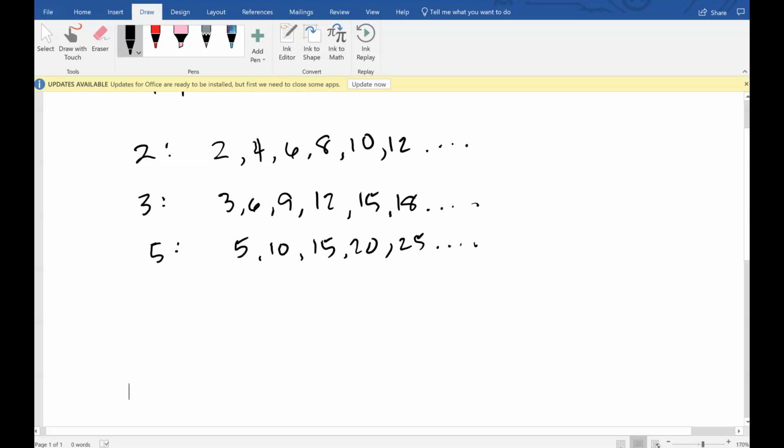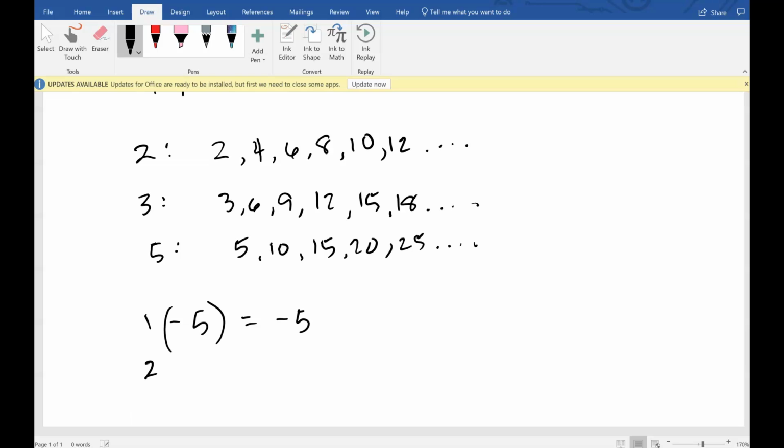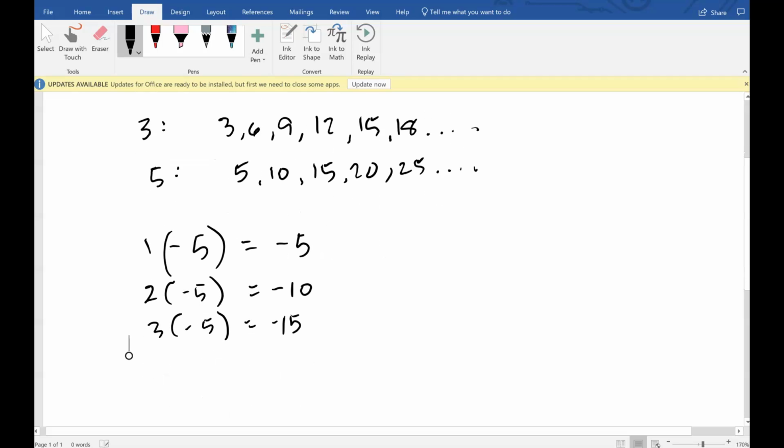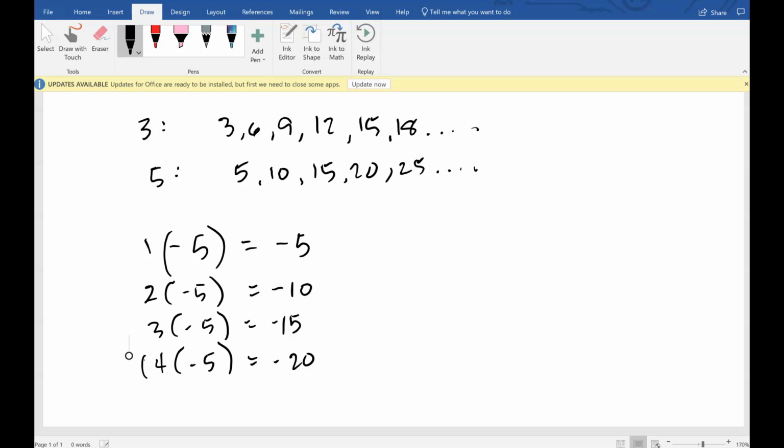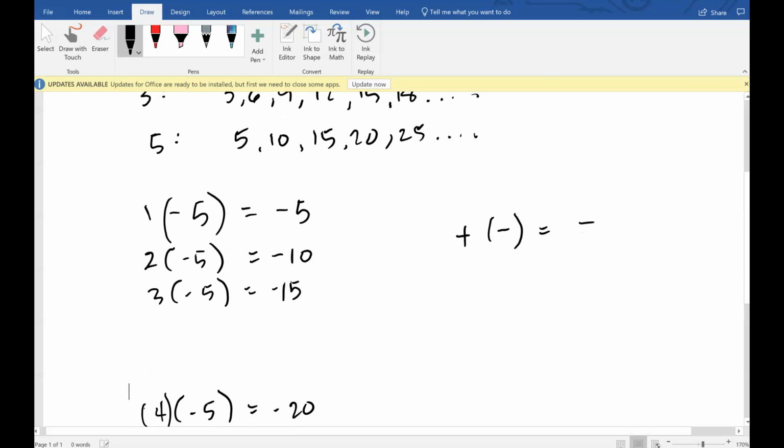It says list the first 4 multiples of each of the numbers. And so, for instance, if you had -5, -5 times 1 is -5. -5 times 2 is -10. -5 times 3 is -15, etc. Okay, so one more: 4 times -5 is -20. Remember that a positive number times a negative number equals a negative number.